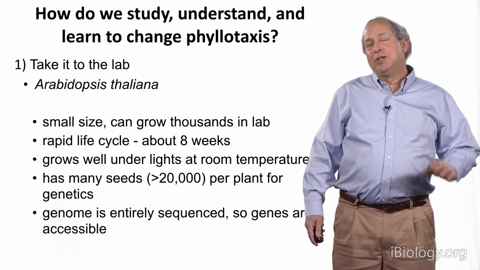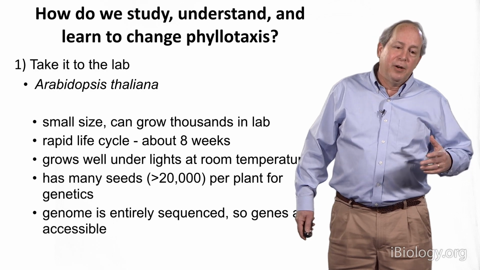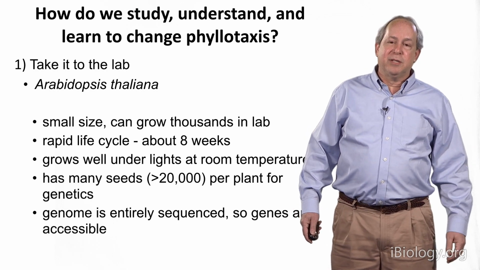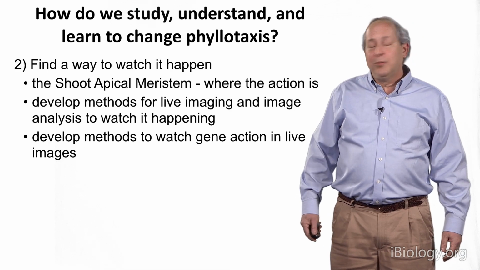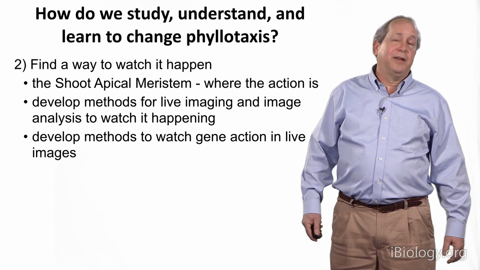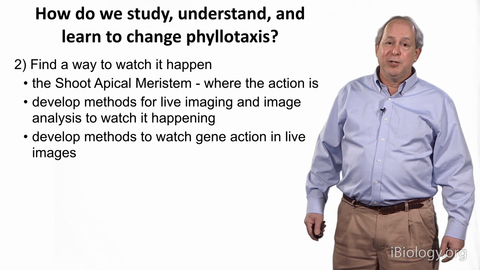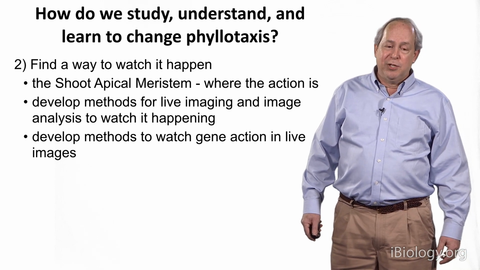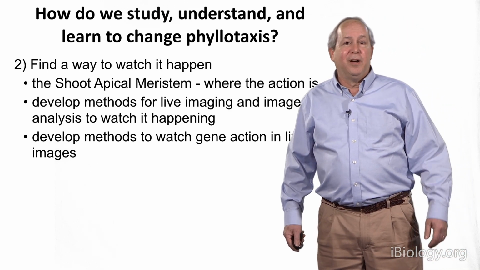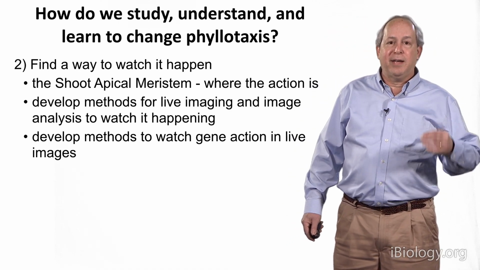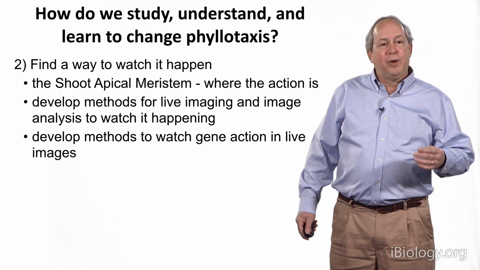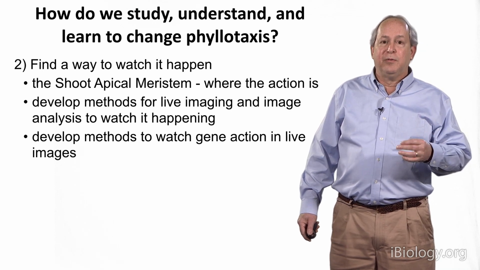And so it serves as a model system for a very large number of laboratories that study plant growth and development. And then what do we do with Arabidopsis to find out how the phyllotactic pattern occurs, and therefore how we can change it in a predictive way? We find a way to watch the phyllotactic pattern happen as the cells divide, as the cells grow, and create the new position for each leaf and for each flower.